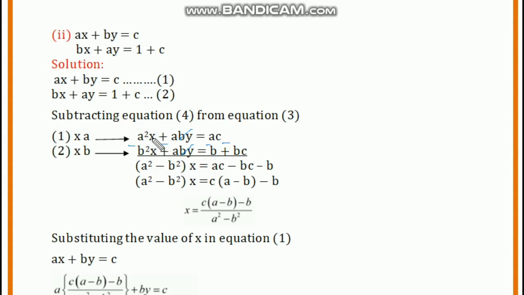For these two, x is common, so I took x outside: x is equal to ac minus bc minus b. Then the next step, c is common, so take it outside, and the remaining is a minus b and minus b. Here we need to find the value of x, so x is equal to c of a minus b, then this is transposed to the right side, so a square minus b square. Here we found the value of x. Next we need to find the value of y, so we need to substitute this value in equation 1.